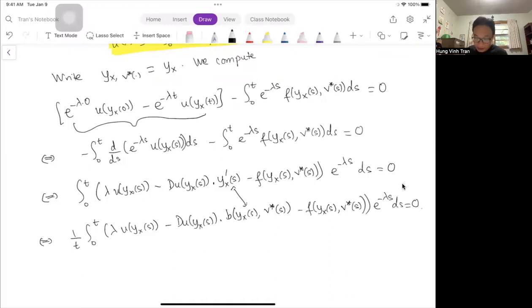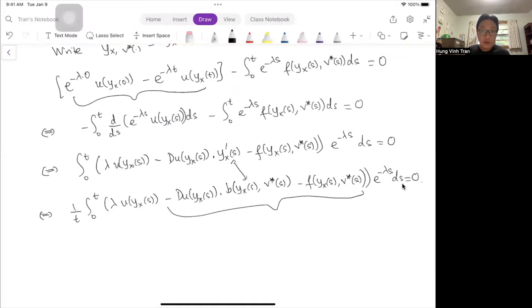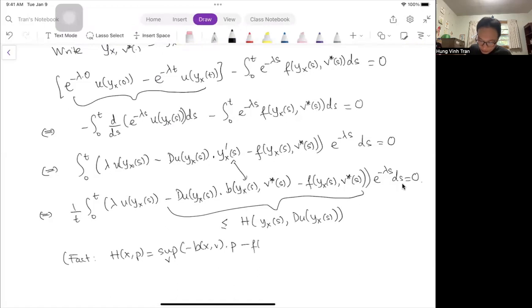Now what I'm going to use here is right away an inequality. I'm using the fact that the Hamiltonian is defined to be the supremum among all vectors v. So I'm just thinking of v star as one vector. By definition, this is less than or equal to H evaluated at y_x(s), Du(y_x(s)). Again, for a particular choice of v, H(x,p) is the supremum among v of minus b(x,v) dot with p minus f(x,v). This must be greater than or equal to any particular choice of v. In this case, v is v star of s. That's just a basic fact.